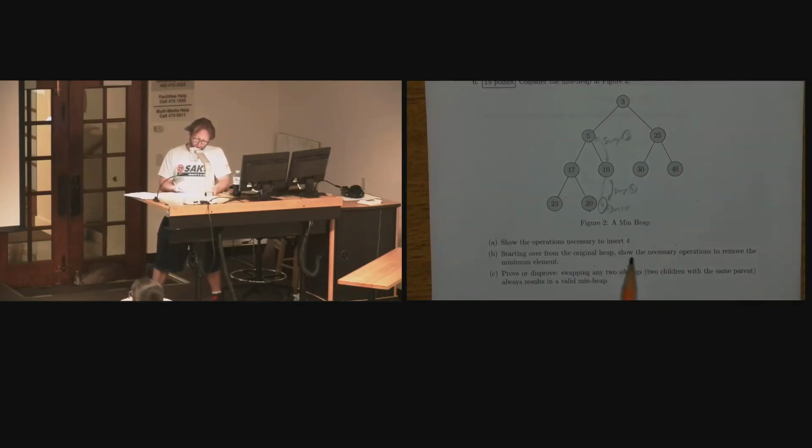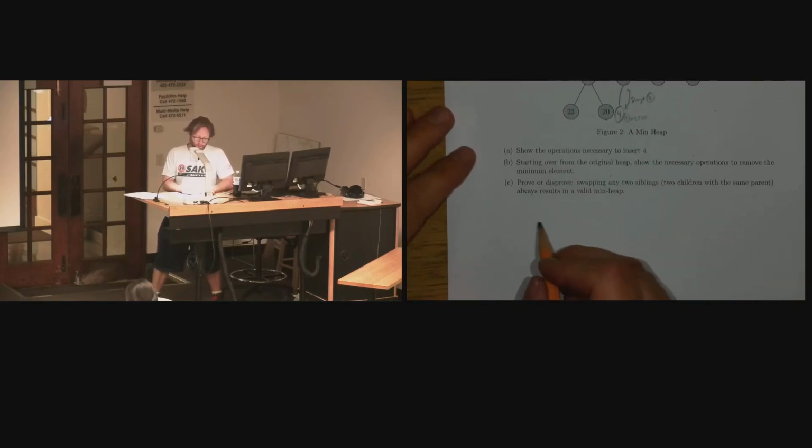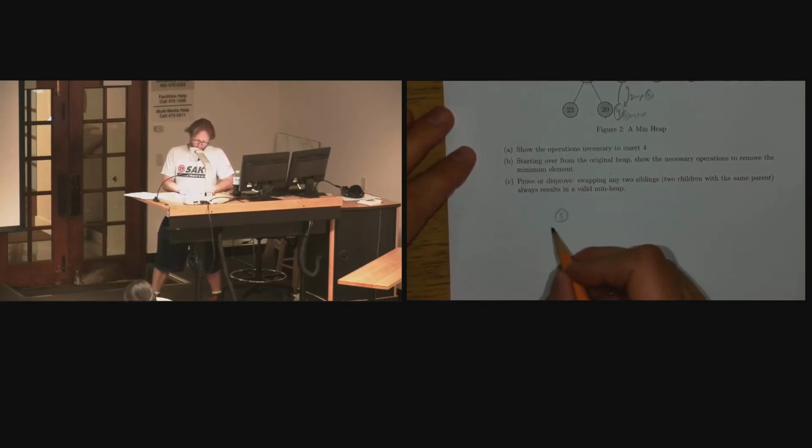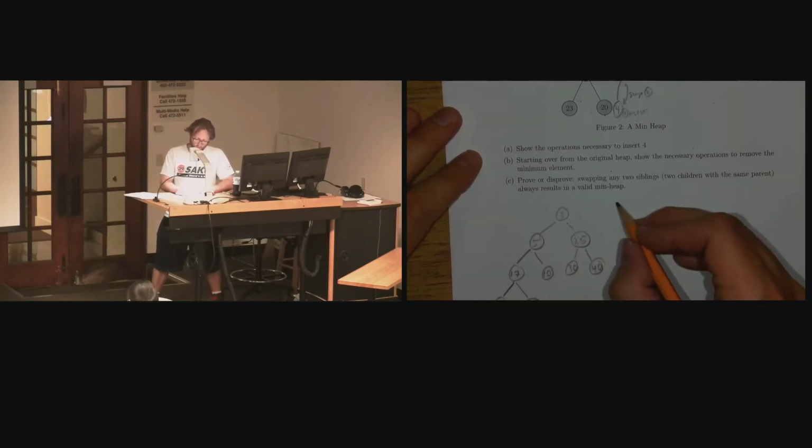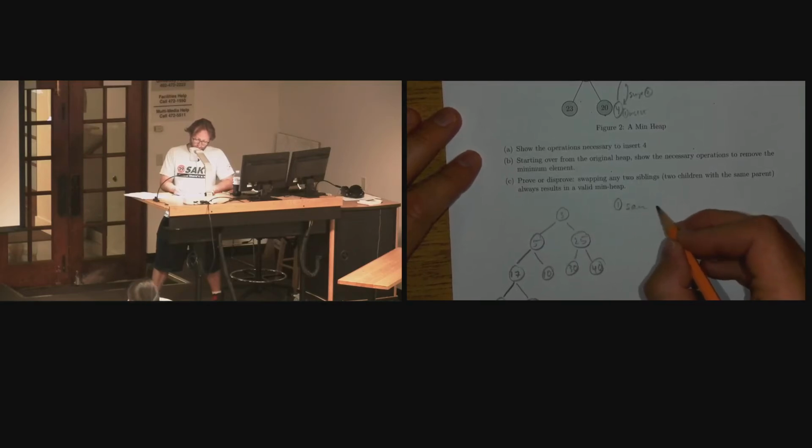Starting over from the original heap, show the necessary operations to remove the minimum element. So we don't have 4 here anymore. So let me go ahead and redraw their heap over here. 3, 5, 25, 30, 40, 17, and 10, 23, and 20. There's the original. So step 1, save 3 off.